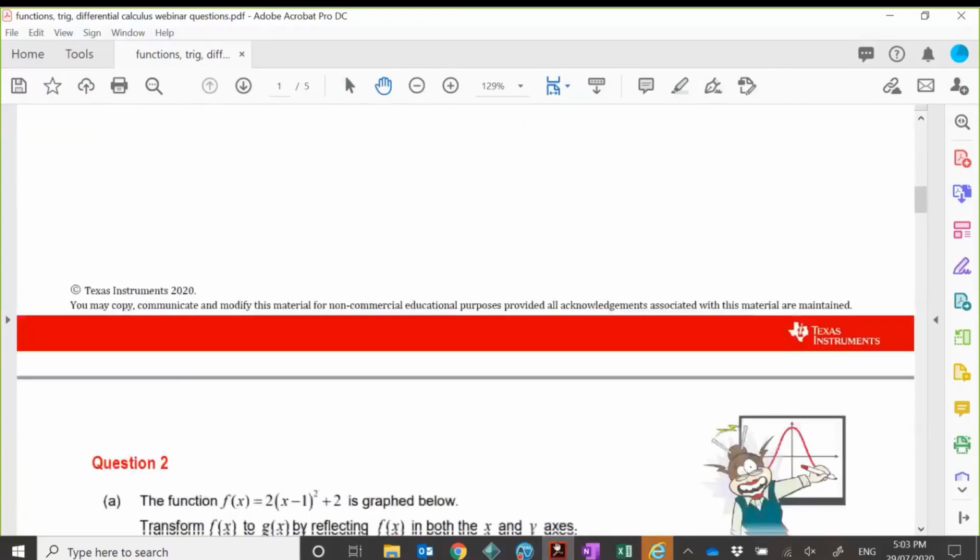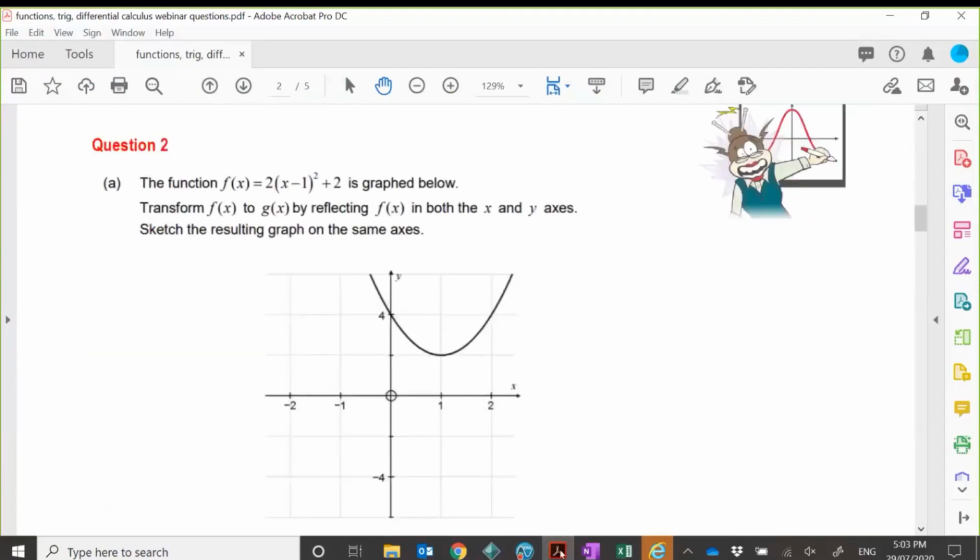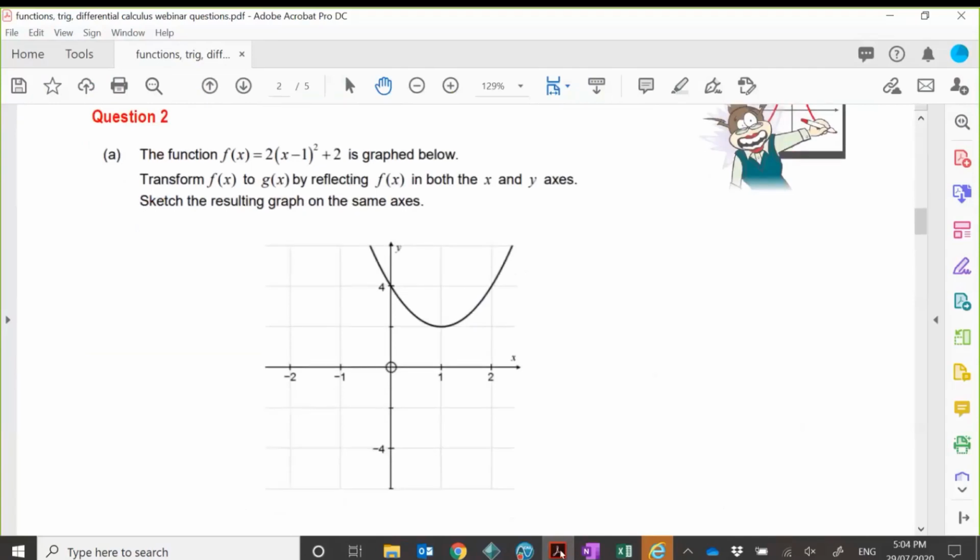Moving on to question 2. We have got a parabola that's been drawn for you. They've given you the parabola. We've got to transform that parabola into a new function, g of x, by reflecting it in the x and y axes. So we've got two transformations to do, two reflections. Sketch the resulting graph on the same axes.